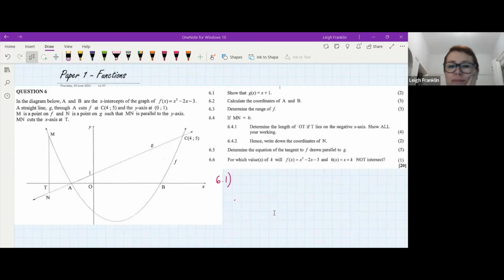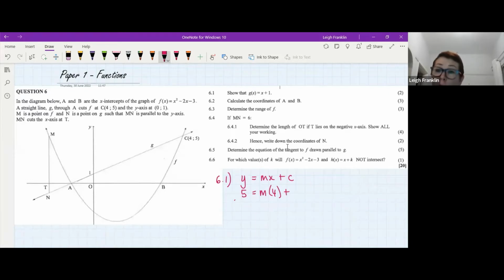Sure, Aisha, go for it. So we see that g(x) is a straight line, and so we'd use the y equals mx plus c formula, and then we see that we have a point C, with coordinates (4, 5). So we'd then substitute 4 and 5 into the y and the x. I'm just trying to see how we're going to get the gradient.